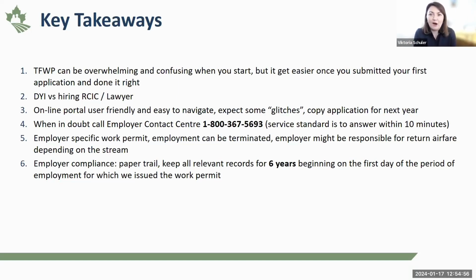Also, there are options. You can do the application yourself, or you can hire an immigration consultant or lawyer. There are fees involved if you're hiring a third party. I would say depending on the application, the fees vary from $2,500 to $4,000 or $5,000, depending on the complexity of the application, whether the transition plan is needed or not. And in addition, if it's a non-primary agriculture, you still have to pay those processing fees.